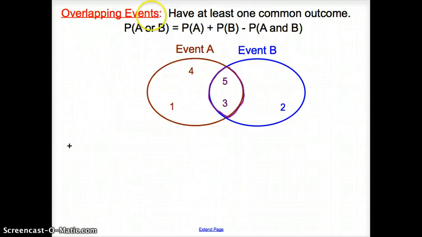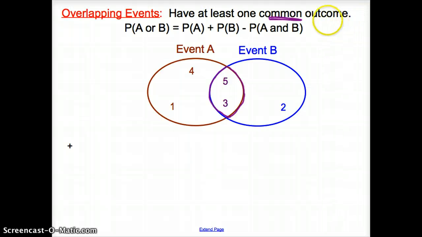Next vocab word is overlapping events. Overlapping events have at least one common outcome. And we write this algebraically, the probability of A plus the probability of B, but we take out what they have in common. So if we look at event A, we would take the probability of event A plus the probability of event B, but now see how they have these 5 and 3 in common? We would subtract out the probability of a 5 and 3. So that's what this minus probability of A and B. So let's take a look at it here real quick.